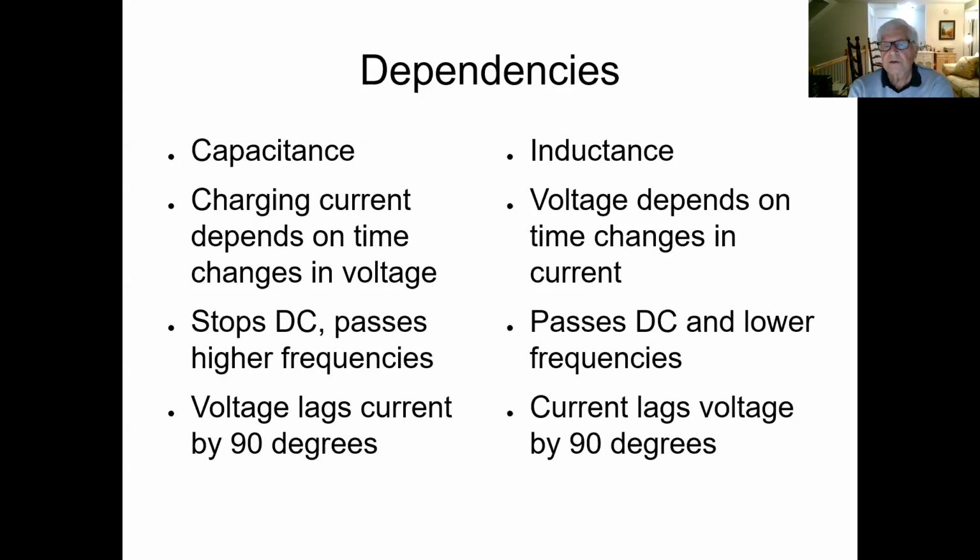Whereas in the case of an inductance, it's the opposite. The voltage depends on the time changes in current and not the time changes in voltage. So it passes DC and lower frequency voltages, but the current lags its voltage by 90 degrees. So the inductor looks for a voltage change to create a current. So the voltage leads the current by 90 degrees in the case of an inductance.